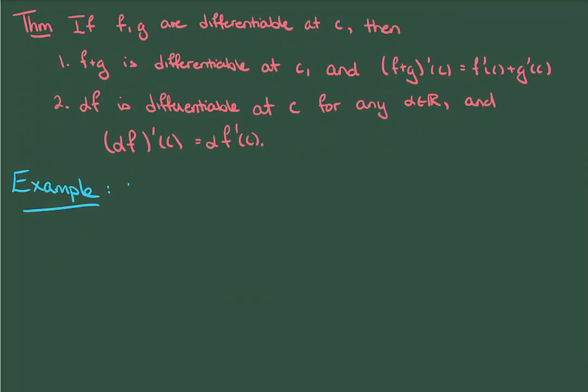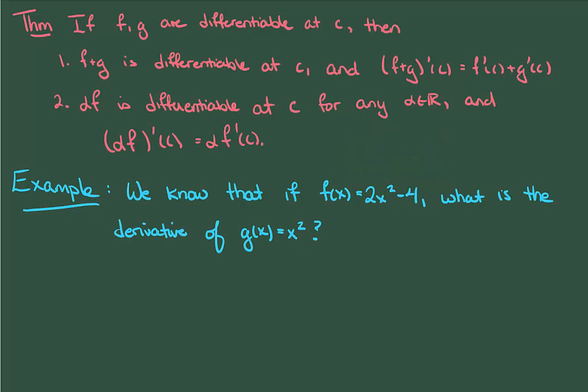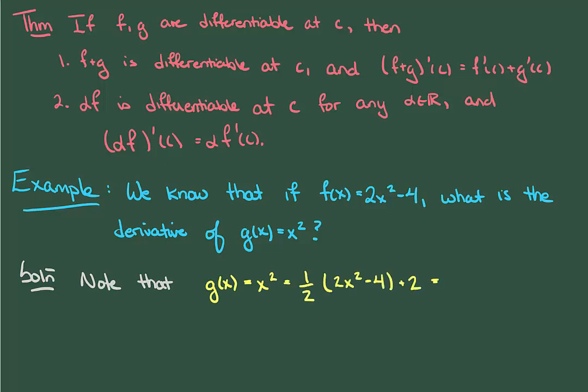We've seen before that the derivative of 2x squared minus 4 is 4x. Let's see if we can use that information to find the derivative of x squared. Our goal is to write g in terms of f, which I've worked out ahead of time as follows. Now this isn't trivial, but it's not too bad, so I want you to be sure that you give it a shot yourself and are comfortable with this sort of manipulation.